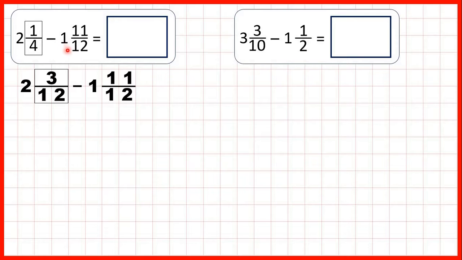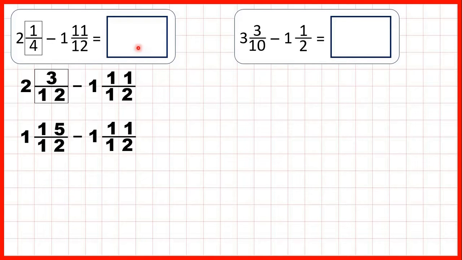But we need to subtract 1 and 11/12, so the fraction in our subtrahend is larger than the fraction in our minuend. So what we can do here is exchange 1 whole for 12 more 12ths. So 1 less than 2 is 1, and that gives us 12 more 12ths, so we can add the denominator to the numerator. 12 plus 3 is 15, the denominator stays the same, so 1 and 15/12 is the same as 2 and 3/12. But now we can subtract 1 and 11/12.